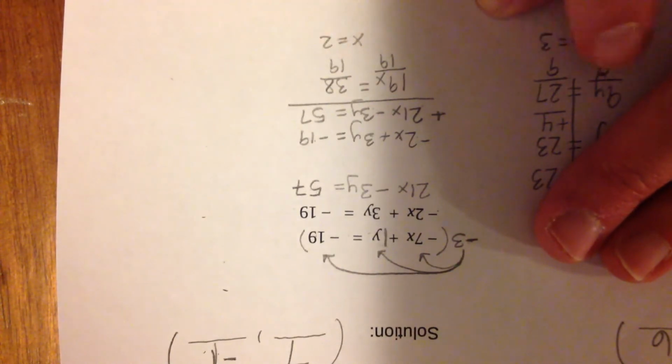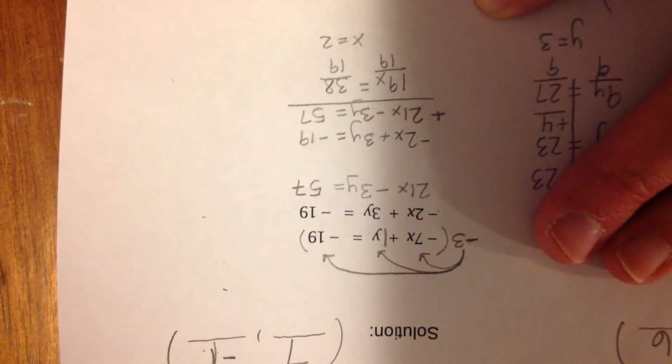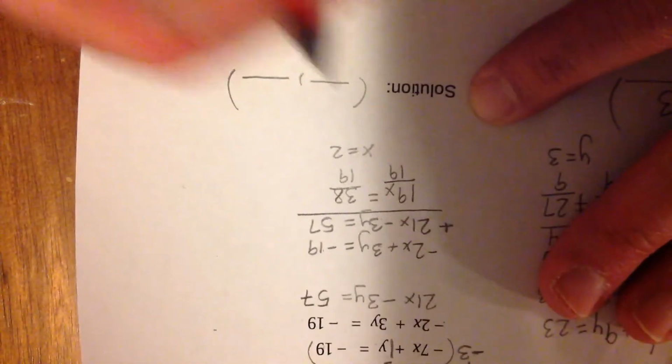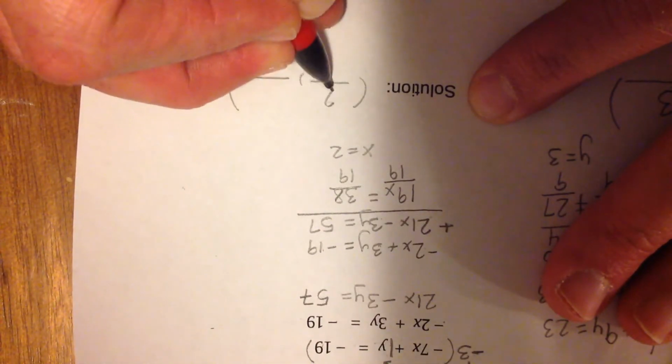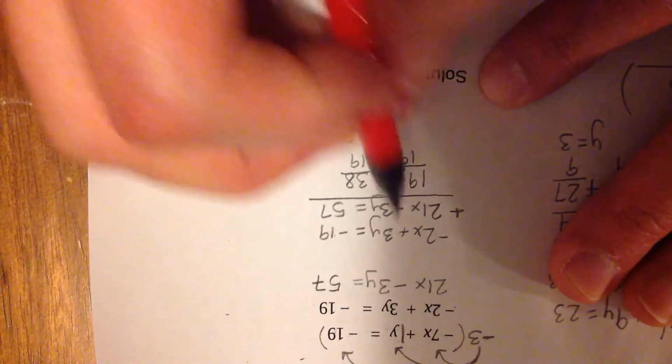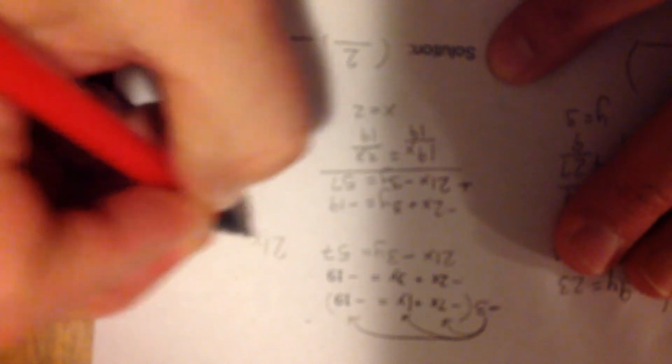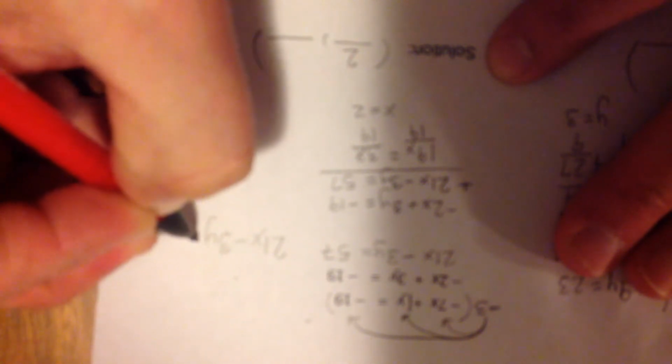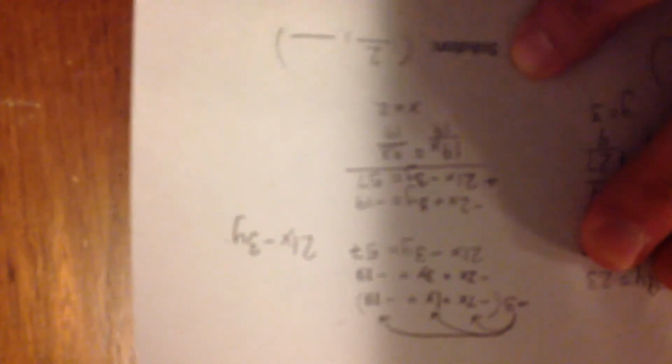Now again, like our last one, we solved for x first, so I have to put it in the x spot of the coordinate point. So x equals 2, I put it in the x coordinate spot. And now when I substitute back in, I'm going to substitute for x, not y. I think I'm just going to use this one right here, the 21x minus 3y one. So let's use that one. 21x minus 3y equals 57.